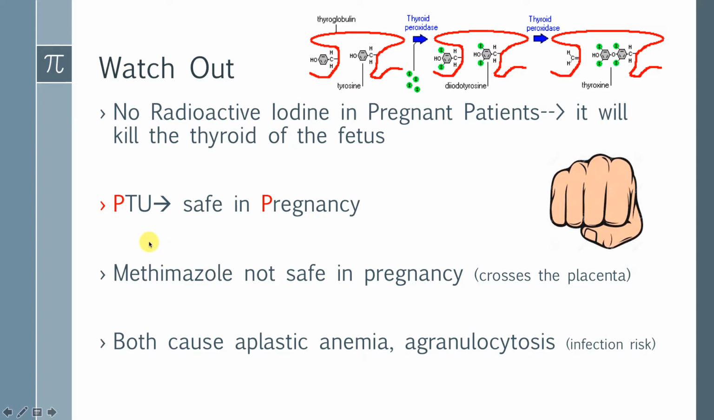So what are the two medications we discussed? PTU and methimazole, right? PTU is safe in pregnancy. So pregnant patients get PTU. Methimazole is not, right? So you don't give methimazole because it crosses the placenta, whereas PTU does not. However, PTU has a little bit worse side effects compared to methimazole. So in the general population, non-pregnant females or in males, you give methimazole over PTU. They can both cause aplastic anemia, agranulocytosis, so that increases your risk of infection. And what these both do, they block this enzyme, thyroid peroxidase. So if you block it, you're not going to make the hormone.